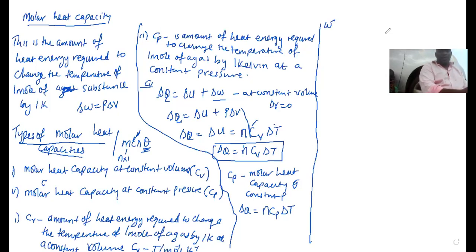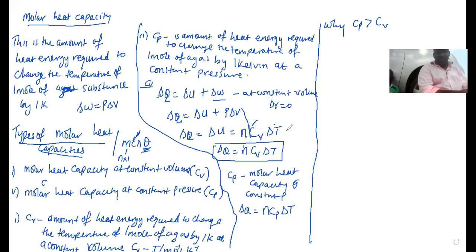I sent some notes today, and that explanation is there. So let me just talk about it. This is CV. Why is CP greater than CV? This is because at a constant pressure, heat energy supplied is partly used as internal energy and also used as external work done. While at a constant volume, all the heat required is taken in to raise the internal energy since no external work is done.